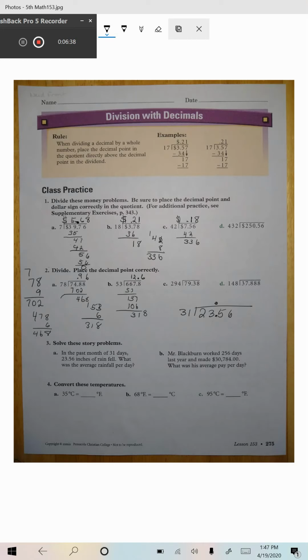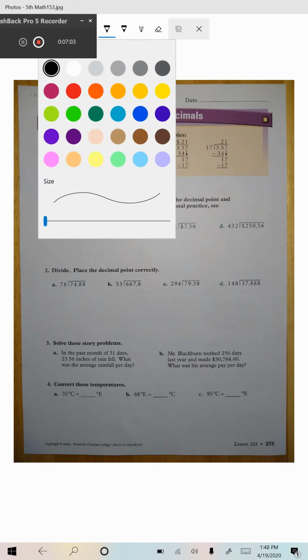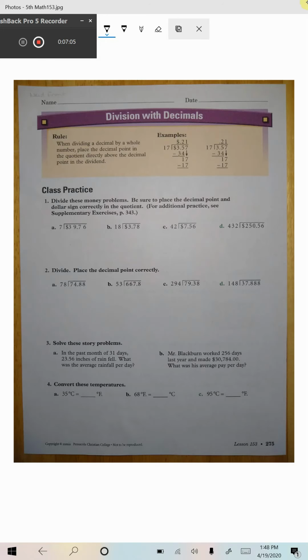Okay. For B, Mr. Blackburn worked 256 days last year and made $30,784. What was his average per day? The reason they put those two decimals here was probably wise because you might have to end up going into the cents. So let me do that one with you. Let me clear this board. We'll do this one together, okay? All right. Make sure you do it with me.